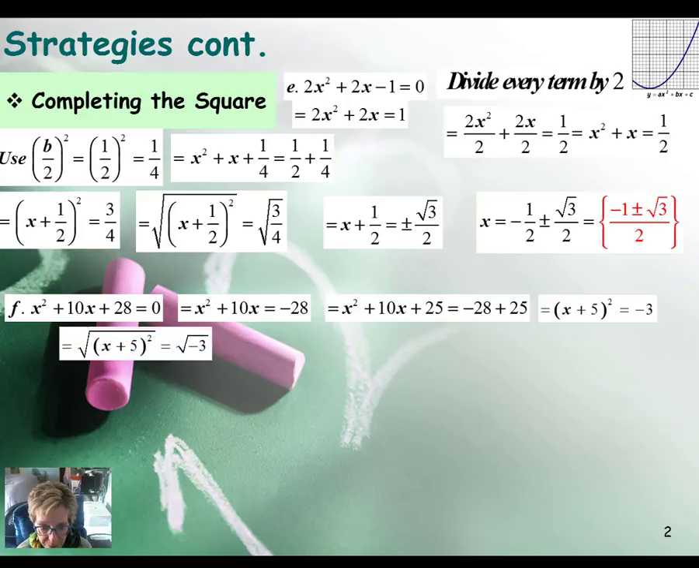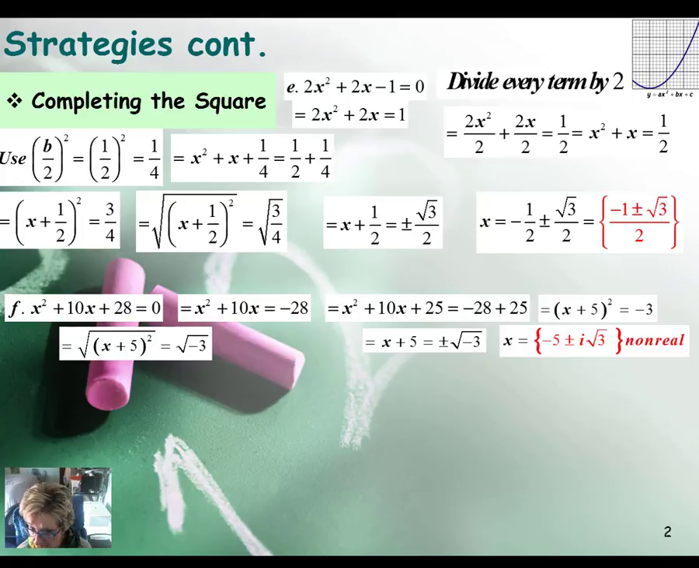Take the square root of both sides. On the left-hand side, that makes the square quantity cancel out, and I have x plus 5. On the right-hand side, I'll have plus or minus the square root of -3. I subtract 5 from both sides, and again, I can never leave the negative in the radicand. I bring that out as an i, and this is 2 non-real solutions. Let me remind you that non-real solutions just means that the parabola will not cross the x-axis.